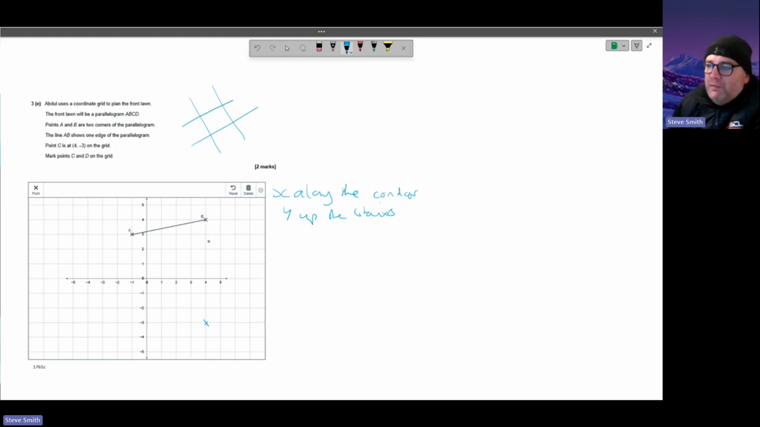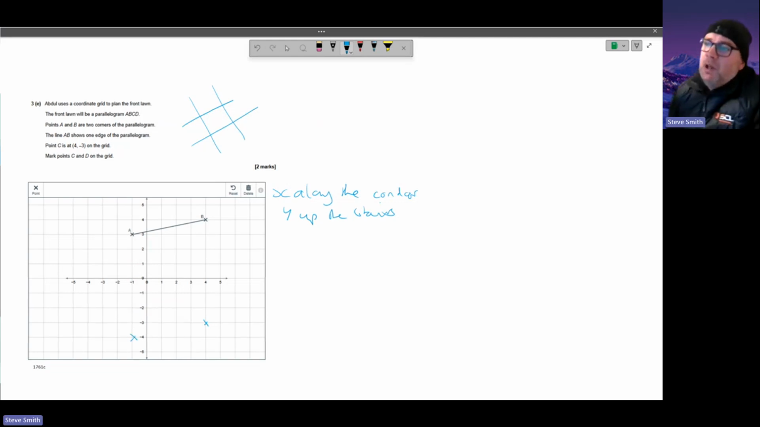Now if you think about this as a parallelogram, we know that this point and this point have to be the same distance as this point and this point, because the lines are going to be parallel, so they never meet. Let me rub all those out because they weren't in the right place. So we can see 1, 2, 3, 4, 5, 6, 7 below.